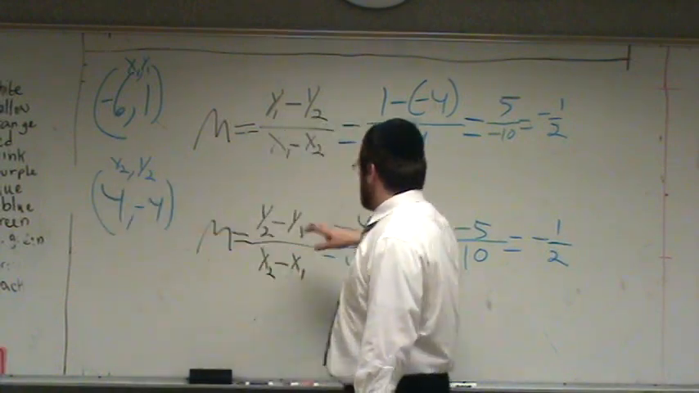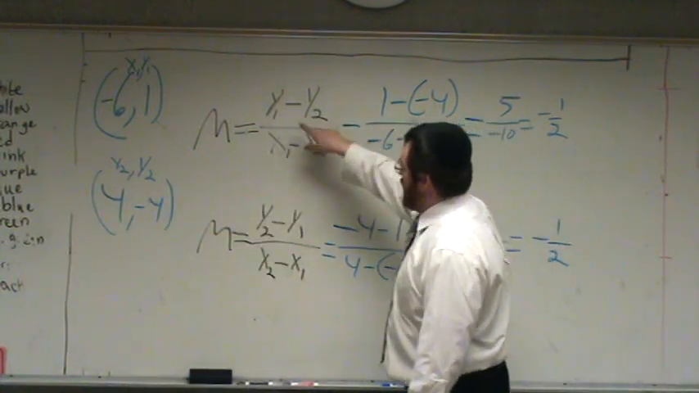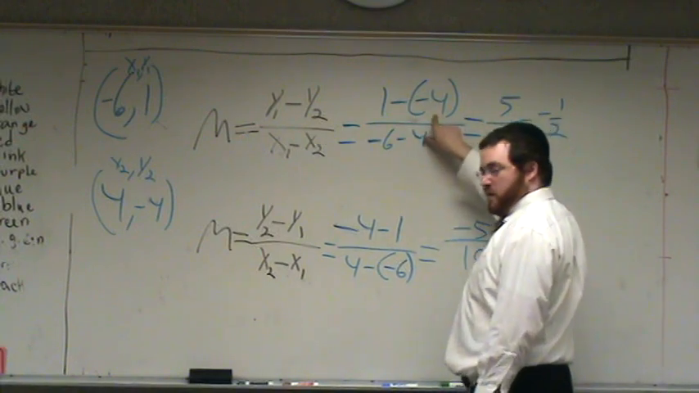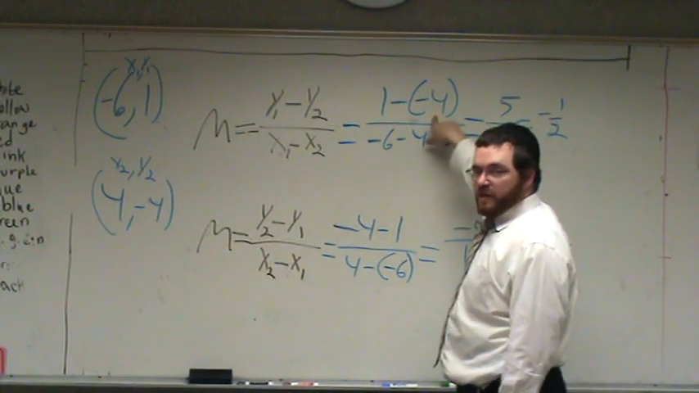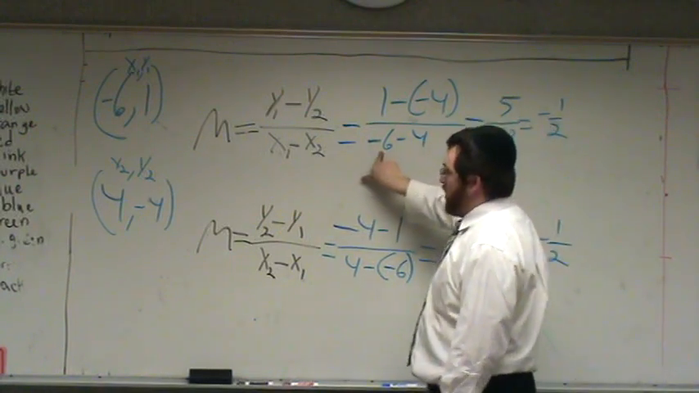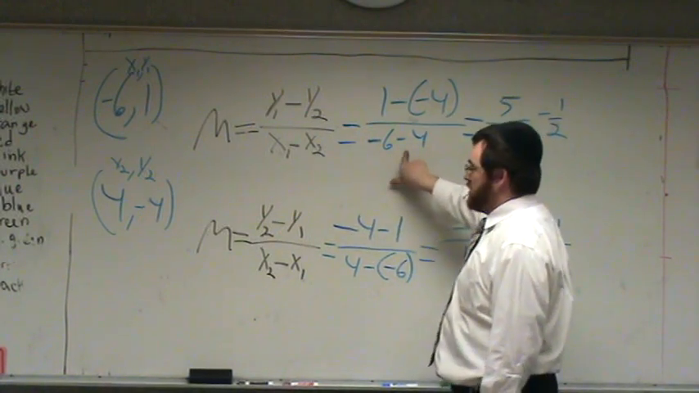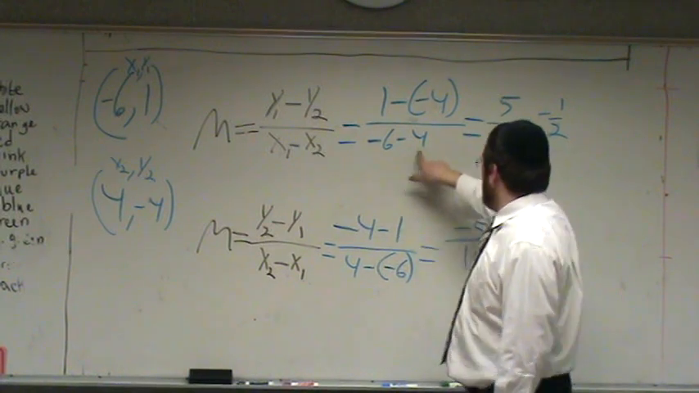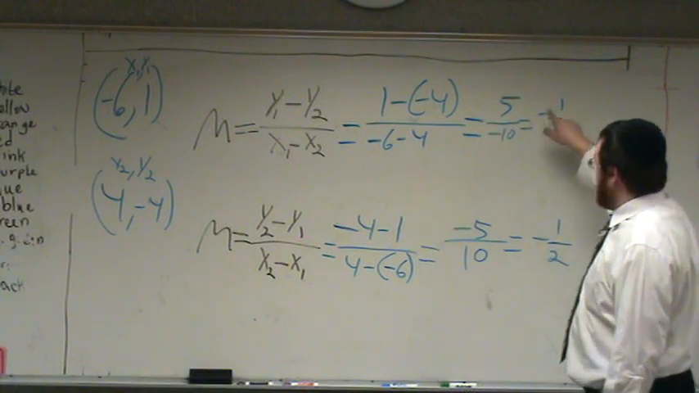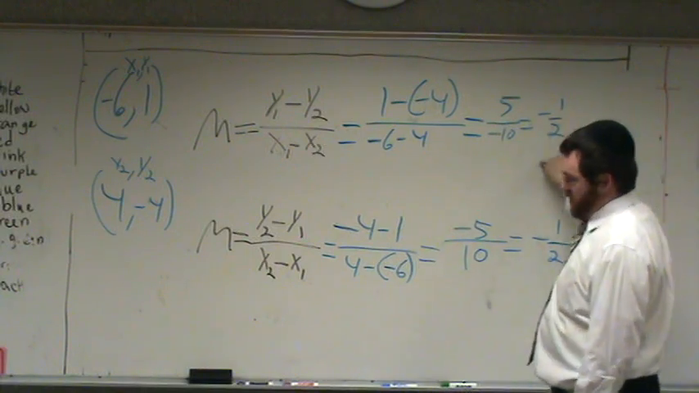x2, which is 4. So y1 minus y2 is 1 minus a -4. 1 minus a -4 is 1 plus 4, which is 5. And x1, -6, minus x2, 4, is -10. 5 over -10 is -1 over 2.